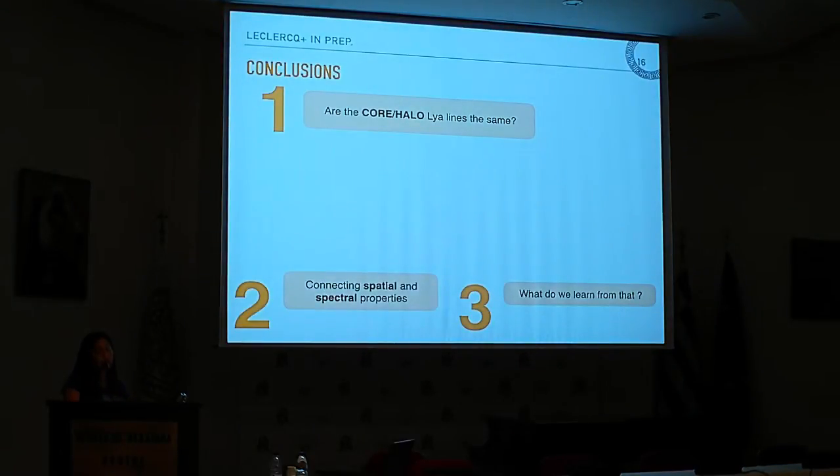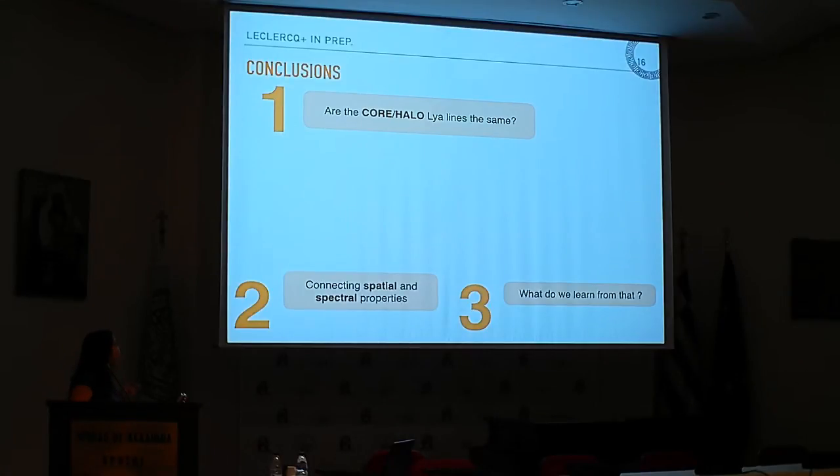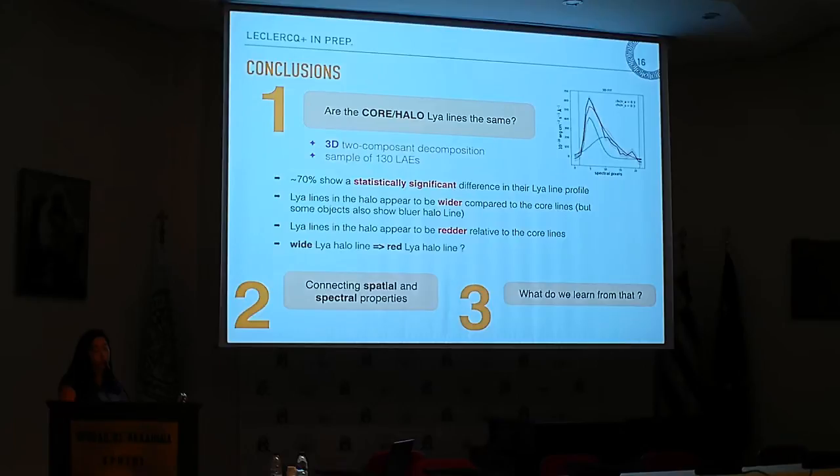So we have three main questions, let's say. The first one: are the core and the halo lines different? The answer, according to this study, is yes. And the line appears wider in the halo. But we saw that there is a big variety of results, right? It's just a median.